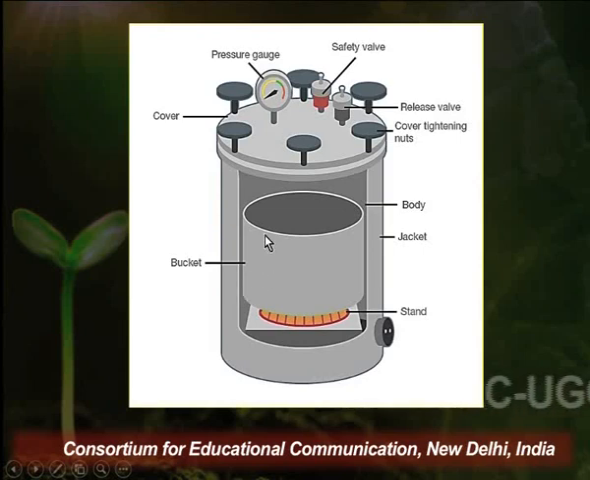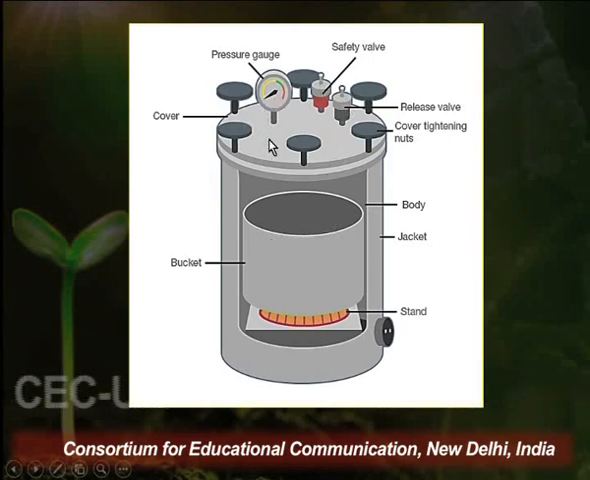So this is the bucket which is placed inside, and this is the stand on which this bucket is placed. The outer body is called the jacket, and our glasswares or the chemicals are put inside this bucket. On top of an autoclave lid, there are pressure gauges, then there is a safety valve, and then there are cover tightening nuts.